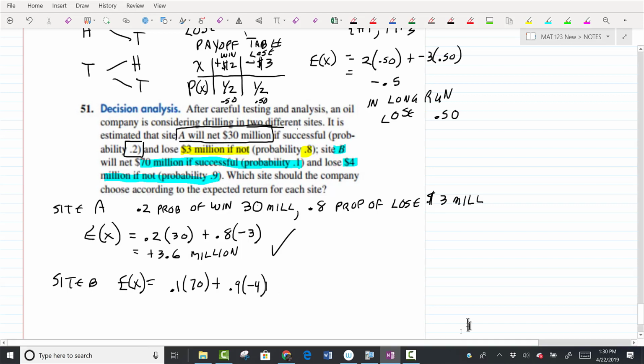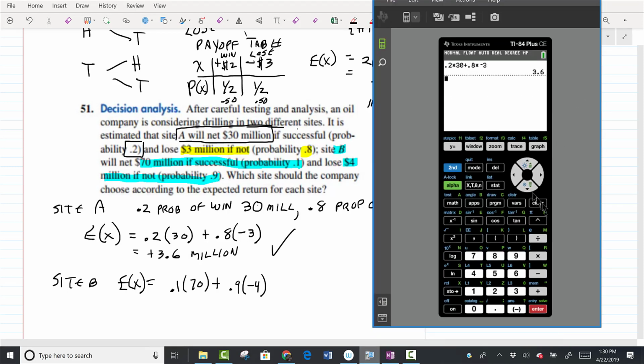Okay, so it's the same idea. You just got to know what that information is giving you. So on this one, you can use your calculator, 0.1 times 70, and then plus 0.9 times -4, and let's see what happens on that one. Okay, hold on, I put the wrong thing in. I lost the negative. So 0.1 times $70 million, and then plus 0.9 times -4. So you got to put the loss in as a negative number like that. So that's 3.4.